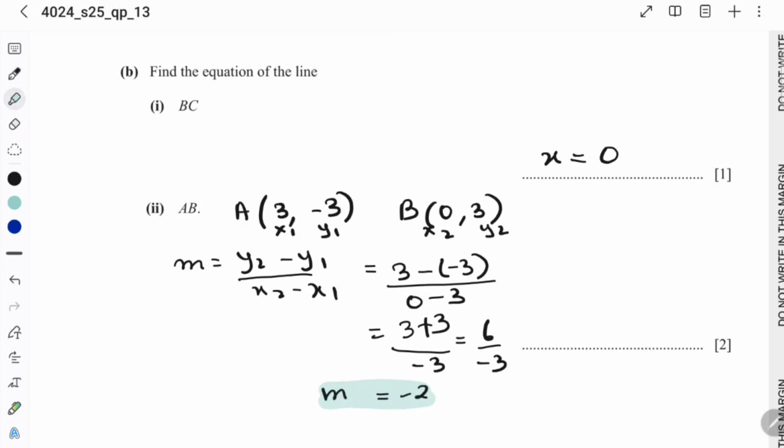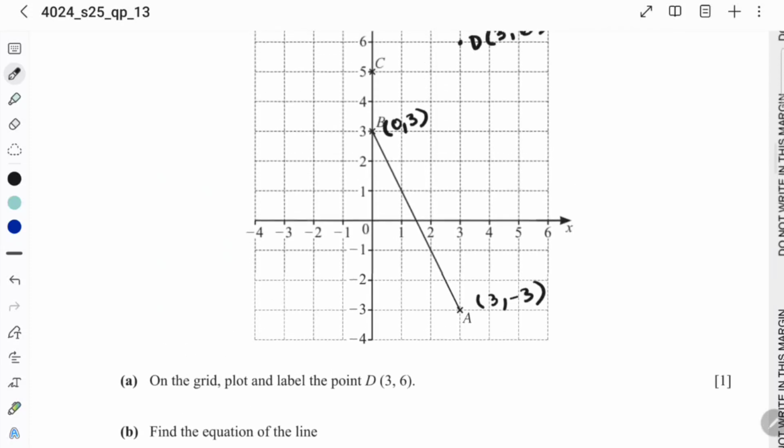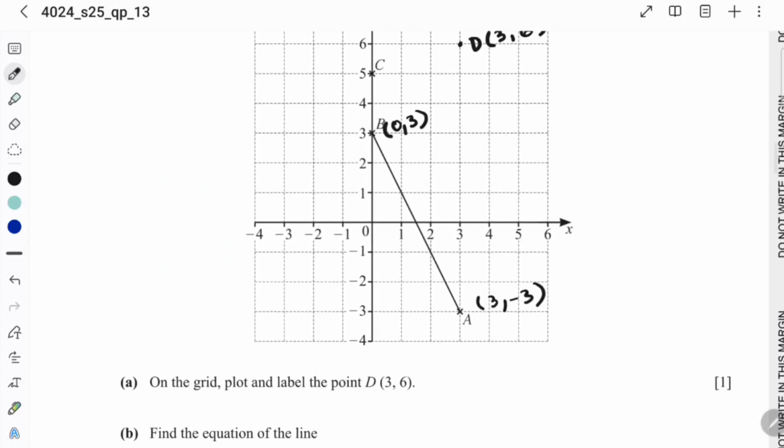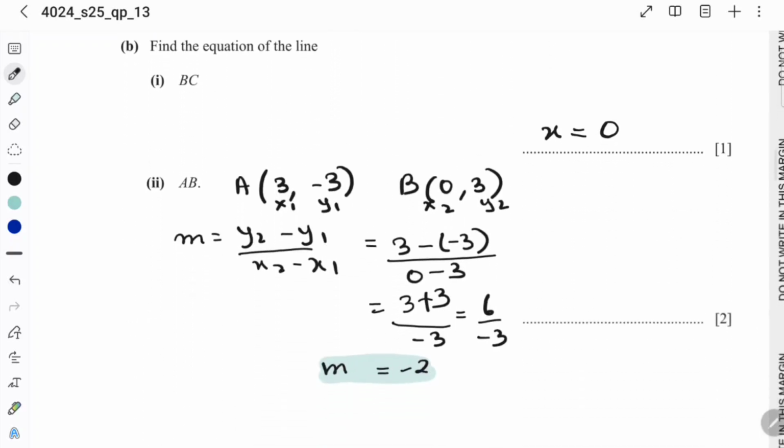And the line passing through the y-intercept, wherever the line intersects the y-axis, the value is c, which is 3. So no need to do further. c is easily visible, so you just write down c is equal to 3. So y is equal to minus 2x plus 3, or 3 minus 2x, whichever you want, you can write down.